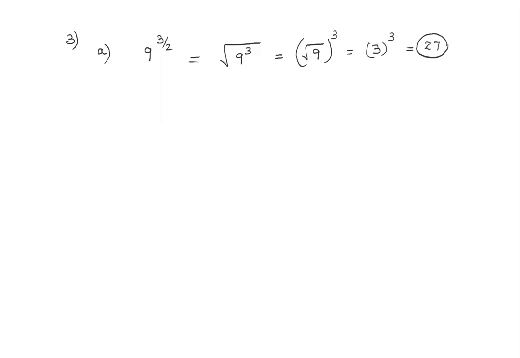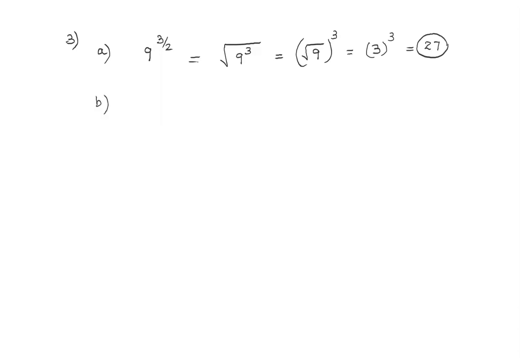So next one, convert each expression to radical form. So 3a, I have 9 to the power 3 over 2. So I can write this one as square root of 9 to the power 3. And we know the square root of 9 is 3. So it's 3 cubed, which is going to be 27.